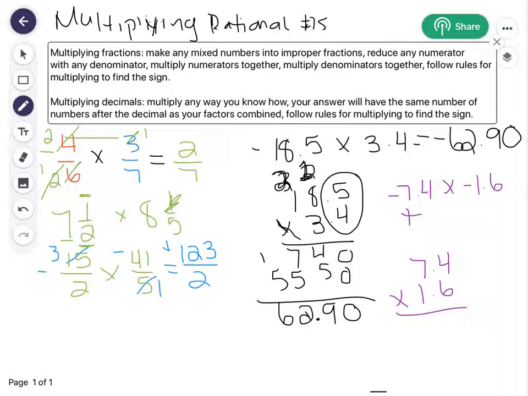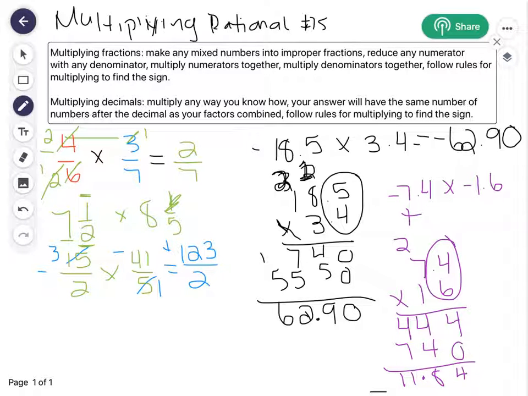6 times 4 is 24. Carry the 2. 6 times 7 is 42, plus 2 is 44. 1 times 4 is 4. 1 times 7 is 7. We're left with 4, 8, 11. And here again we have 2 decimal places, so 2 decimal places down here as well.